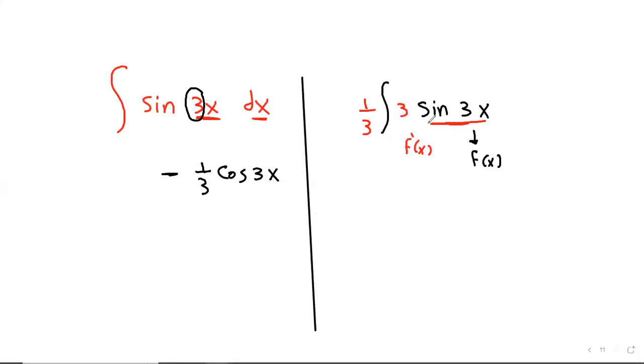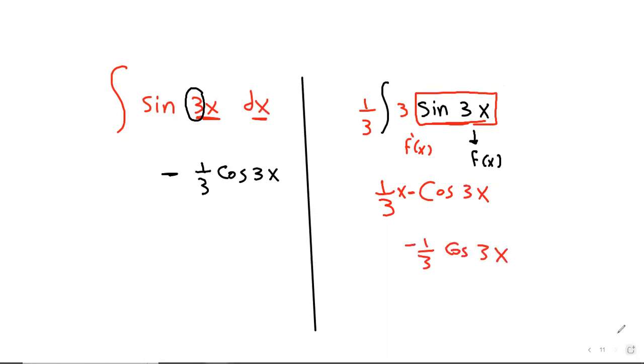What is the integration of sine 3x? It will be negative cosine 3x. We have here 1 over 3. So it's 1 over 3 multiplied by negative cosine 3x. It will be negative 1 over 3 cosine 3x. That's it.